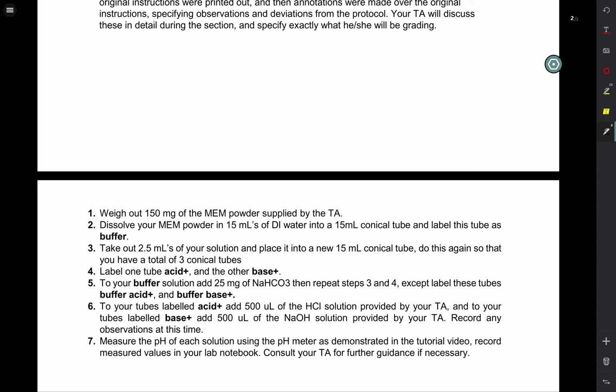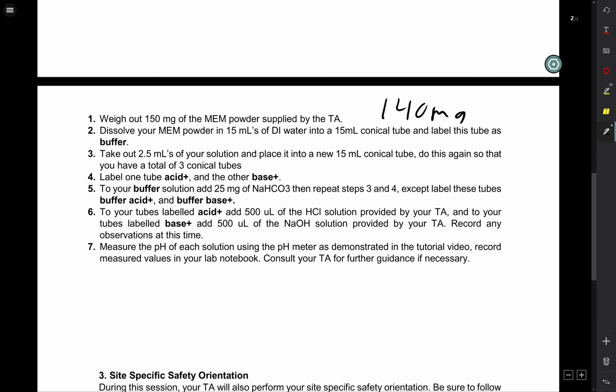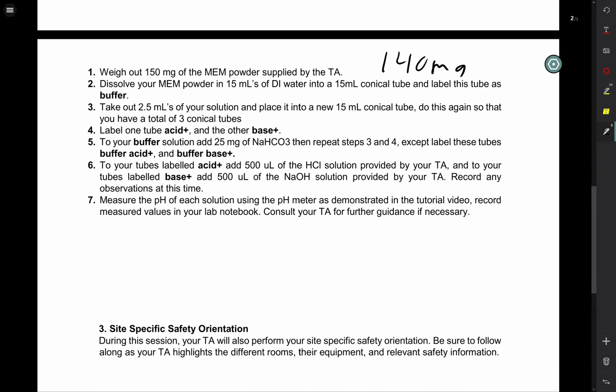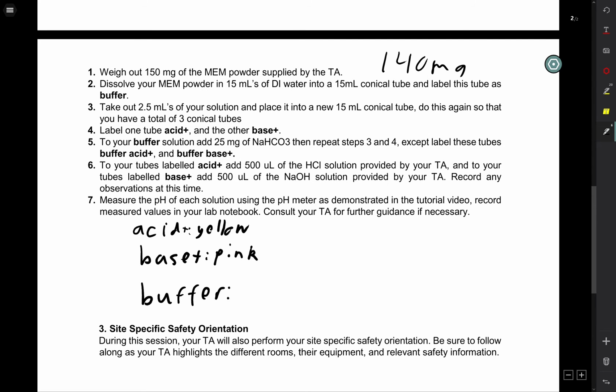In your copy of Lab 0, I have recorded how instead of using 150 milligrams, I use 140 milligrams of the supplied powder. In addition, I also wrote down a few observations such as the acid condition turning yellow, the base condition turning pink, and the buffered solution not changing colors. These two examples are what we want you guys to be recording during your own lab procedures.